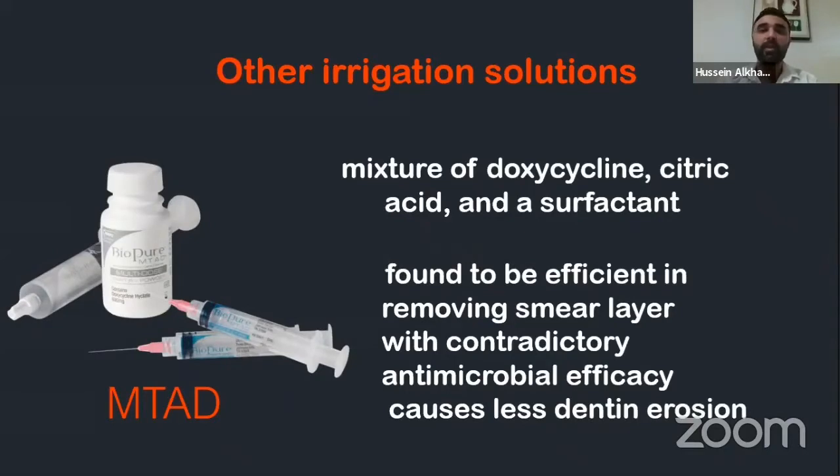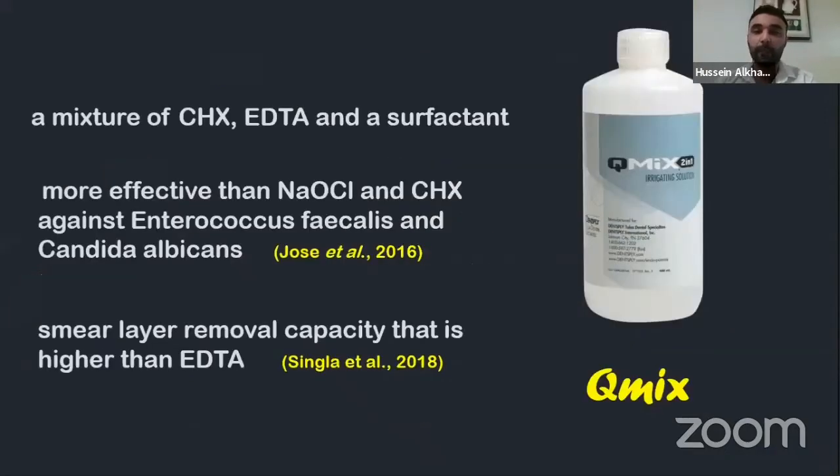We may see in the markets different brands of irrigation solutions. All of these solutions are aimed to fulfill the ideal requirements of an irrigation agent, but unfortunately, none of them was capable of doing so. One of the irrigation solutions you might experience is BioPure MTAD. This irrigation agent is composed of doxycycline, citric acid, and surfactant. This agent was found to be efficient in removing smear layer. It has a satisfactory antimicrobial efficacy and causes less dentine erosion when compared with EDTA.